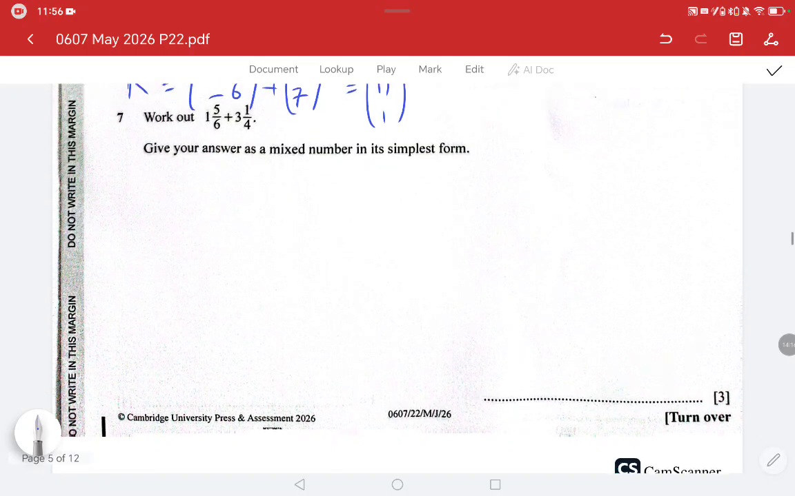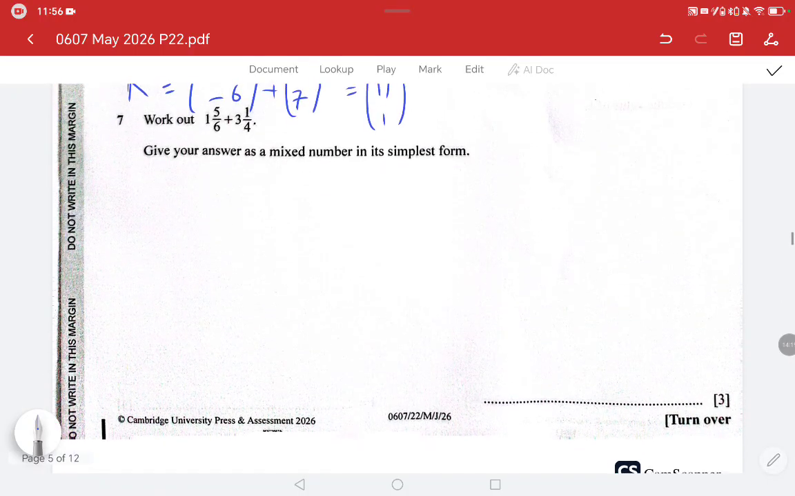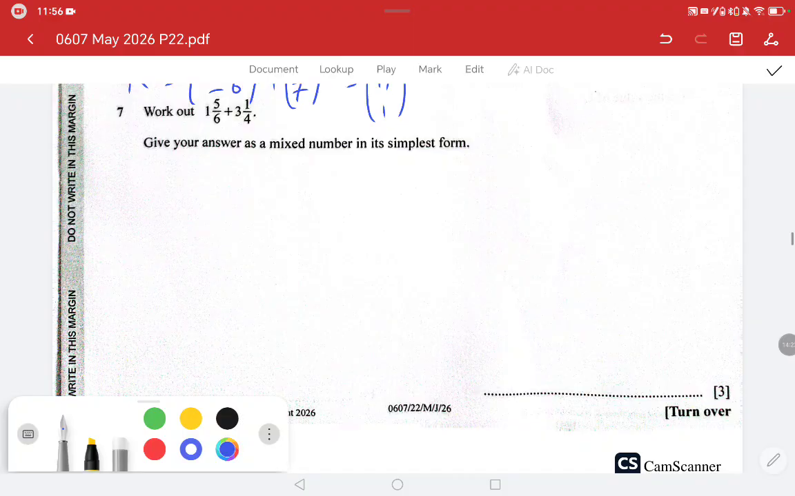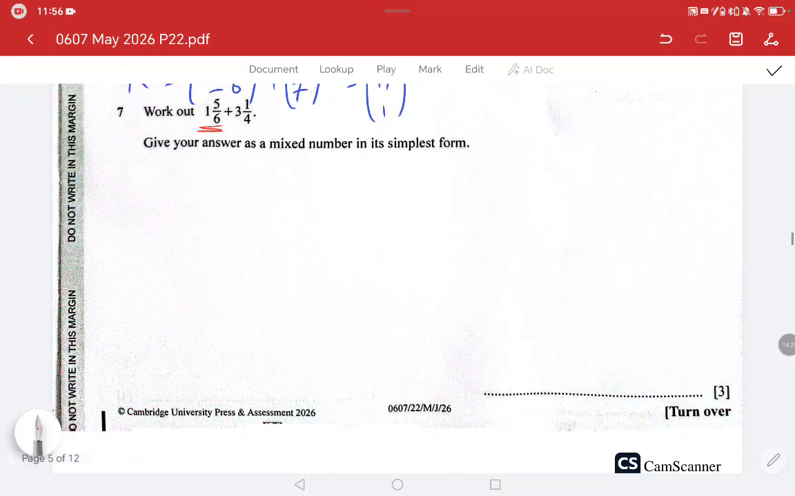Now, next question is about adding fractions. These are mixed numbers, so the first thing to think about is to convert them to improper fractions. Let's do that. So it will be 6 times 1 is 6 plus 5, it's 11, and the same there. 4 times 3 is 12 plus 1 is 13.